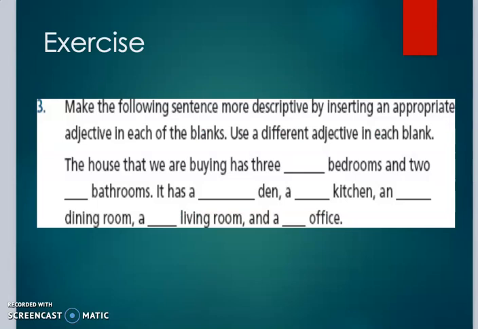Another exercise. Make the following sentence more descriptive by inserting an appropriate adjective in each of the blanks. So what I would recommend doing just in these two examples, why don't you just pause the video and make sure you understand everything as it's highlighted. I'm not going to give you the answers because I feel like that would do you a disservice and people would just watch it. Why don't you look at this, make sure you know the answers, and if you have any questions, reach out. But I'm sure you can figure it out based on the PowerPoint, what you've read in the chapters, and what we've gone over so far.